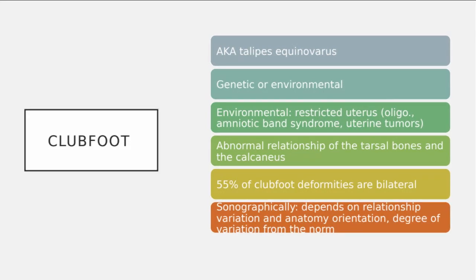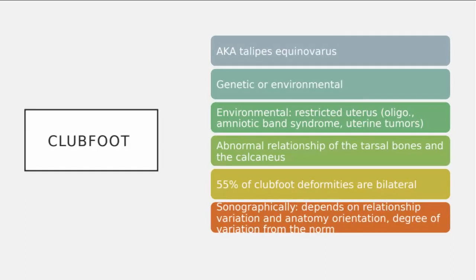If we see an abnormal relationship of the foot to the ankle, that can indicate a congenital or a genetic abnormality, or it can kind of represent some sort of restriction in utero for that baby. So either way, we need to figure out why there's an abnormal relationship of the foot to the ankle and the calf. So we have clubfoot.